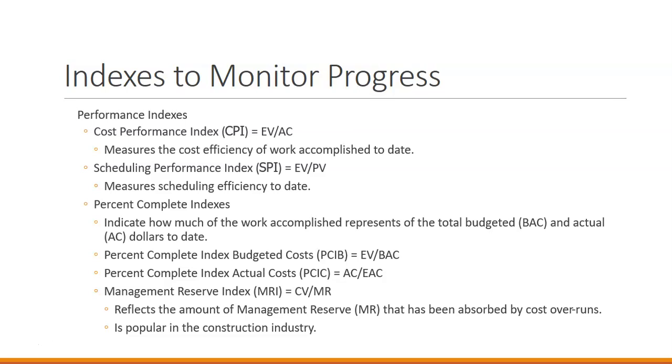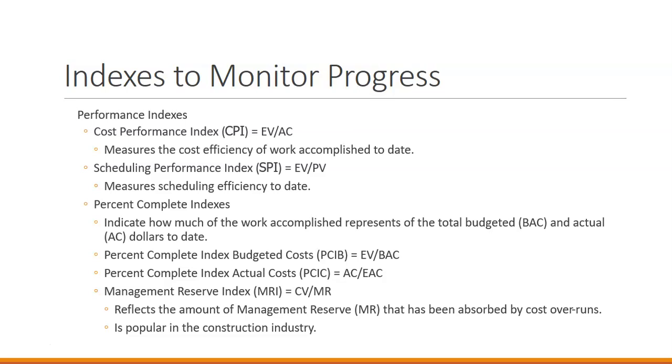Other percent complete indexes show us how much of the work accomplished represents of the total budgeted dollars and actual dollars to date. So we have our percent complete index of budgeted costs. This is our earned value divided by the BAC, which is the total budgeted amount. And we have our percentage complete index, actual costs, which is our earned value divided by our EAC.